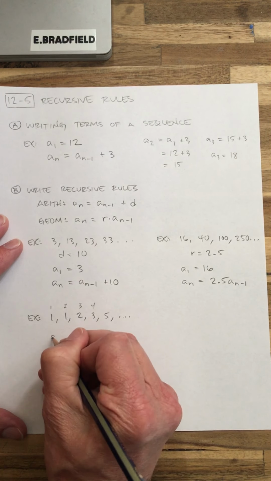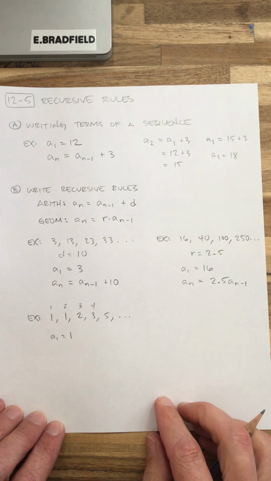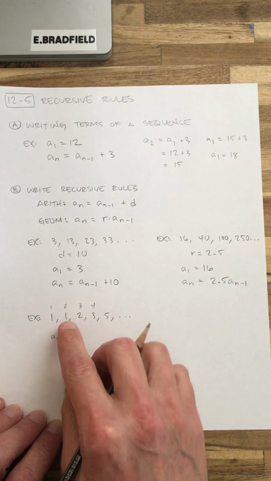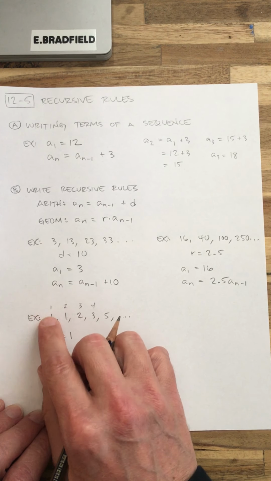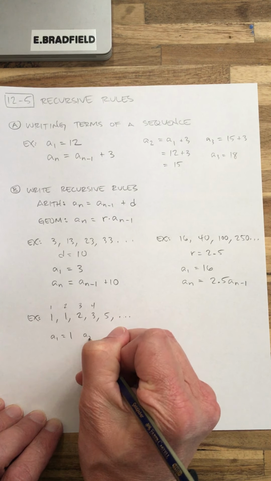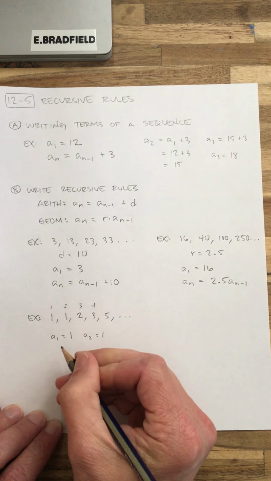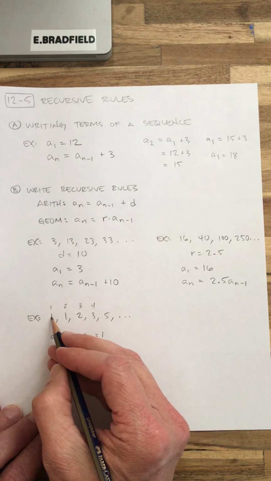First we have to state a sub 1 equals 1. But in this case, we don't have a term before that. Remember, we have to add the two terms before it. So in this case, we also have to state that a sub 2 is also 1, and now we can say that the third term is the first term plus the second term.